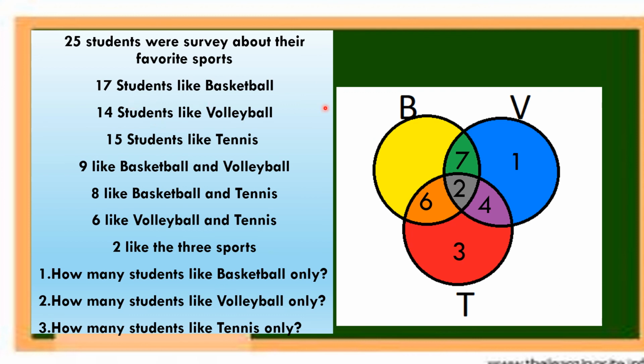17 like basketball. 7 plus 2 is 9. 9 plus 6 is 15. So, we have 17. What is the answer? The answer is 2. Now, we are ready to answer the question.